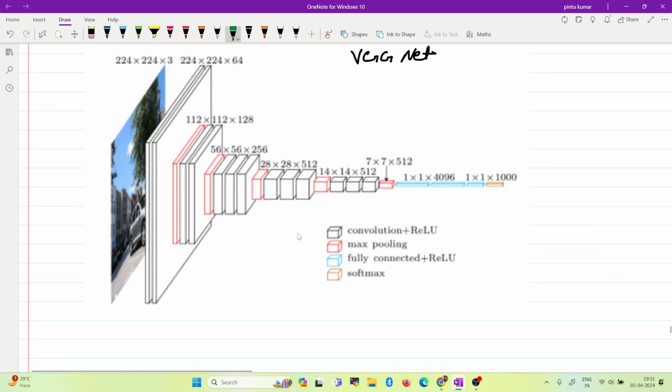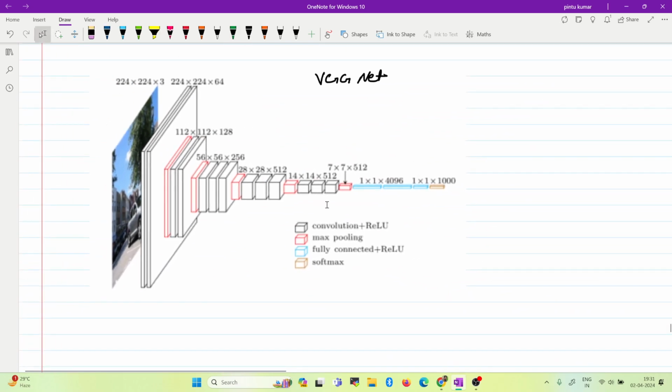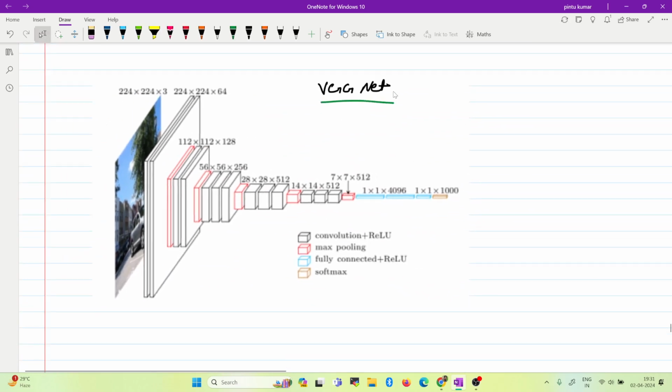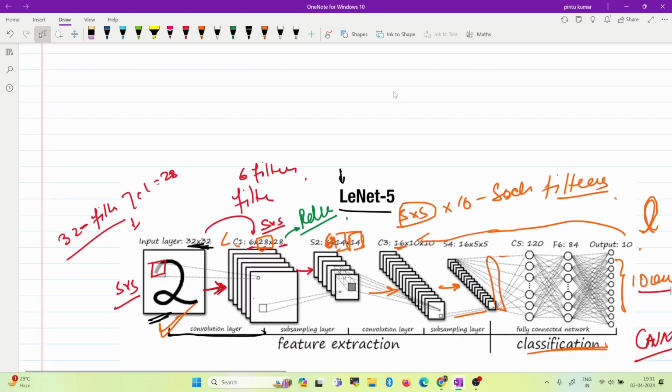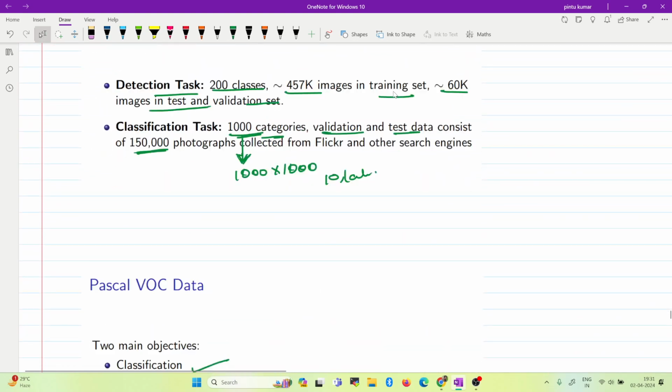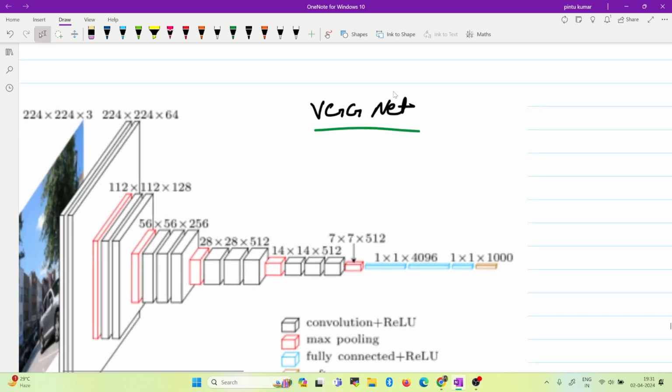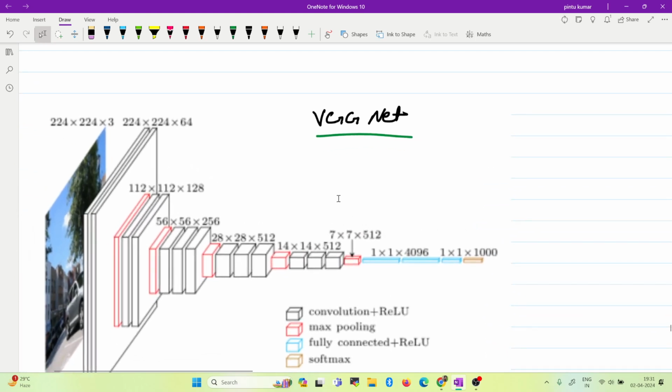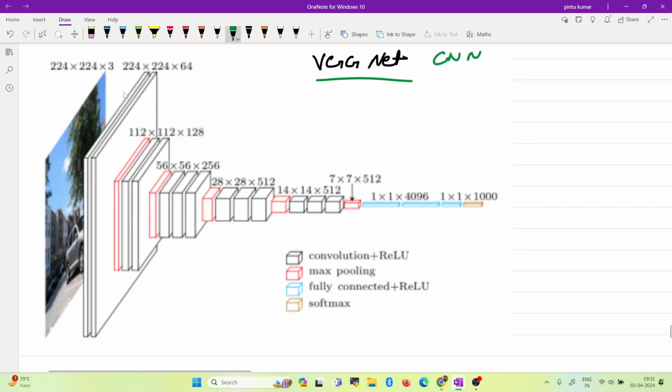So one small thing that I wanted to include is this VGGNet architecture. The LeNet architecture was one of the initial architectures, but when you look at any CNN architecture, if you're trying to read some paper, generally they will represent their architecture in this form. So I just wanted to tell you how to read these kinds of things.